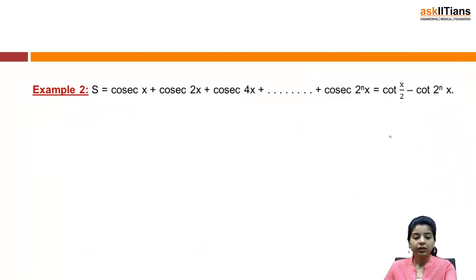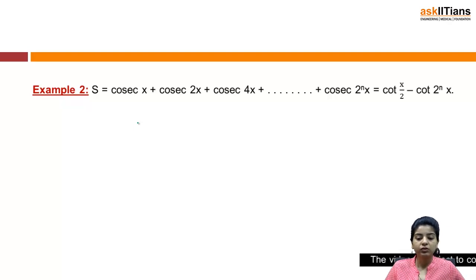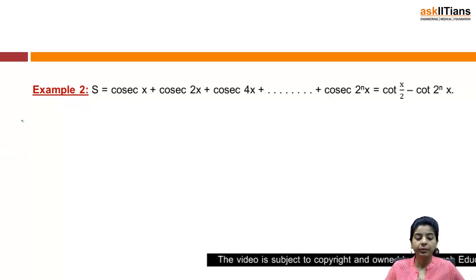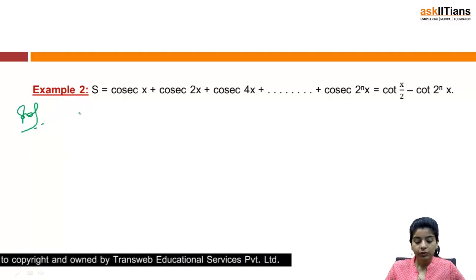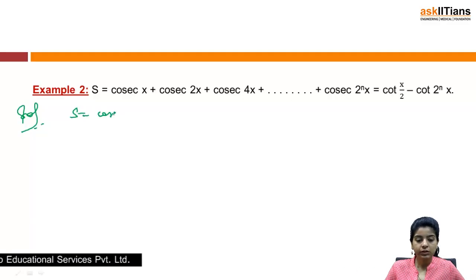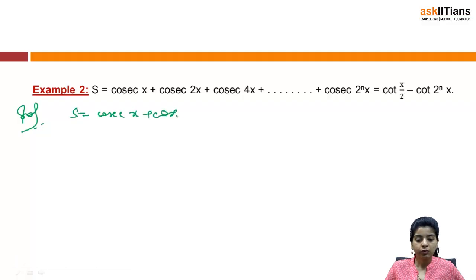Next is, s equal to cosec x plus cosec 2x plus cosec 4x plus so on up to cosec 2 raised to n x, is cot x by 2 minus cot 2 raised to n x by 2. This is what we are required to prove. So first of all, s is cosec x, cosec 2x, cosec 4x plus so on, cosec 2 raised to n x. This is what is given to you.